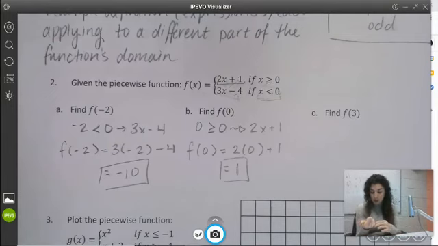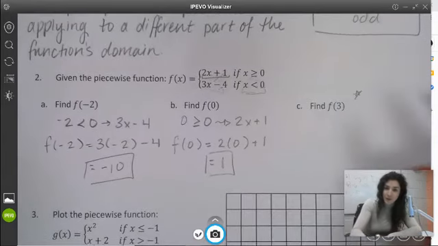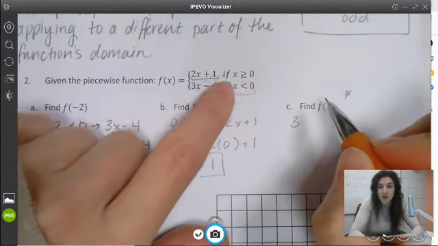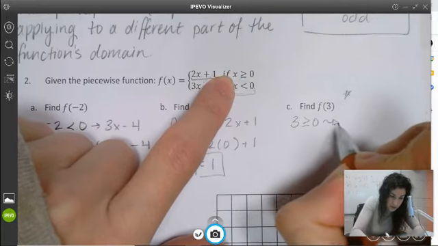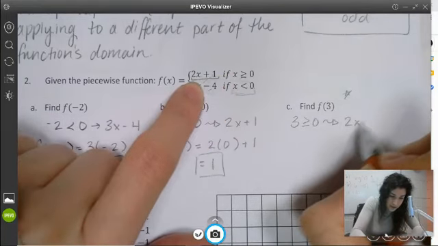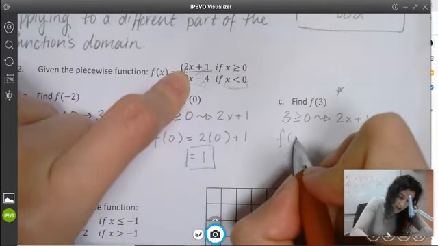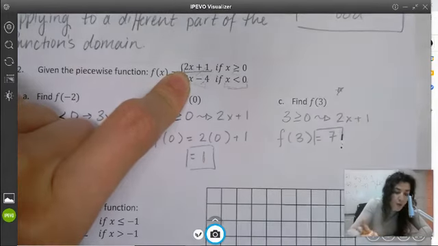So you're using two different expressions depending on what x value you're putting in. I want you to go ahead and find f of 3 on your own. Since 3 is greater than 0, it falls under this domain restriction. So since 3 is greater than or equal to 0, that means that we are using the expression 2x plus 1. So f of 3 is equal to 7.